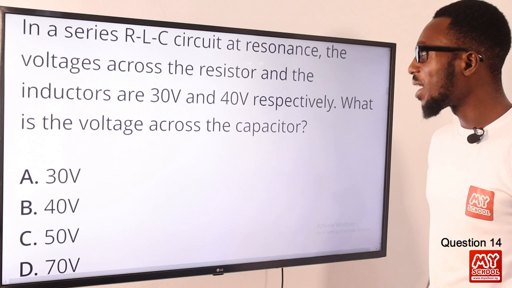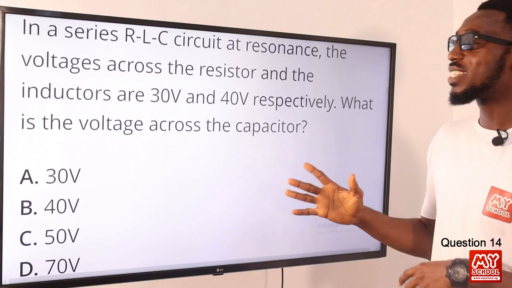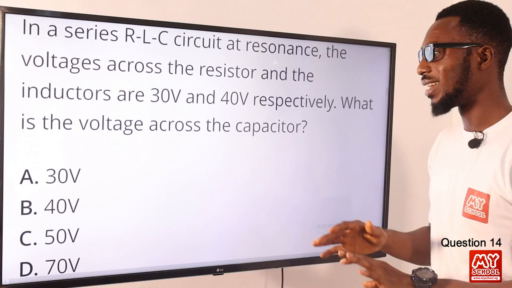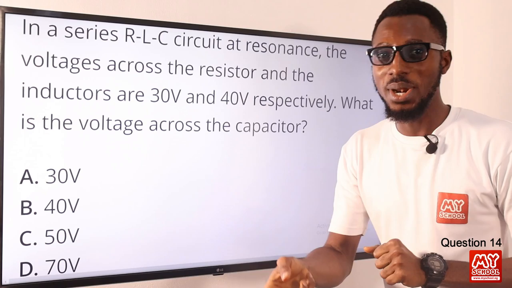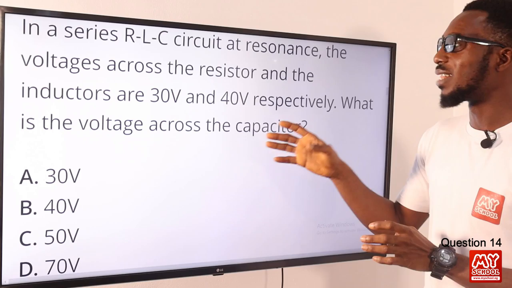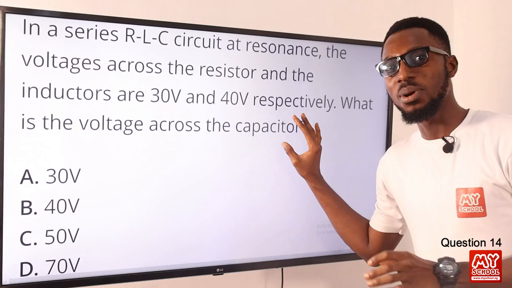14. In a series RLC circuit at resonance, the voltages across the resistor and the inductor are 30 volts and 40 volts respectively. What is the voltage across the capacitor? Even if you carry out the solving, you should just know this. When you talk about resonance, you are talking about that point where you obtain the maximum current from a circuit. At resonance, your inductive reactance equals your capacitive reactance. So if the inductor has 40 volts, definitely the capacitor should carry 40 volts. That frequency where this occurs is referred to as the resonance frequency.